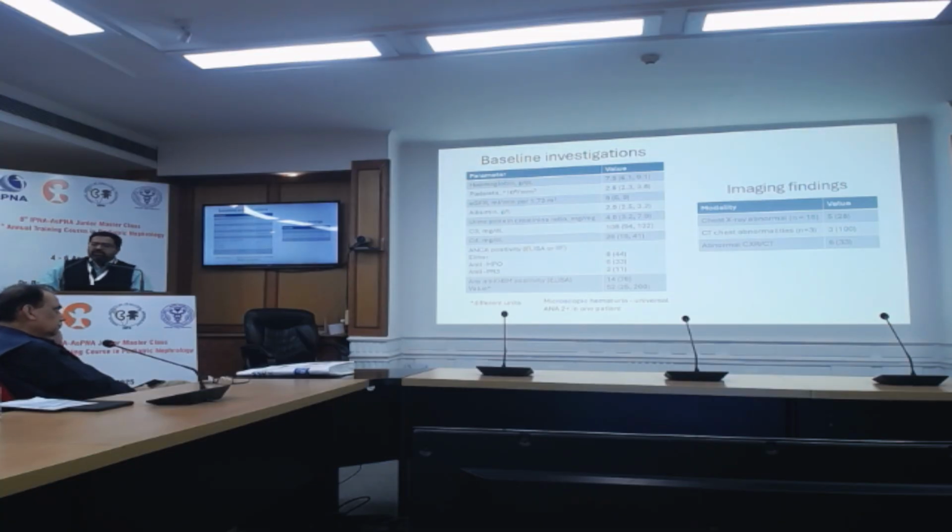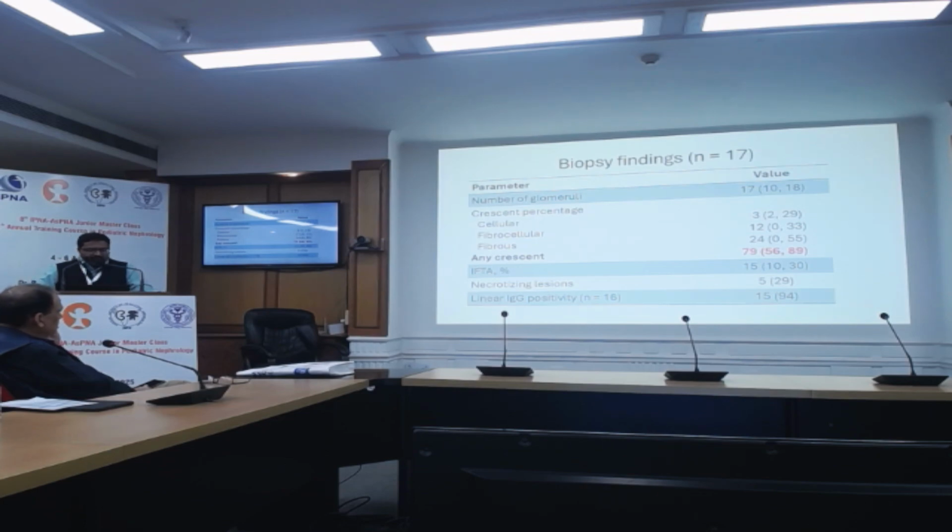Abnormal chest X-ray or CT findings were found in one third of patients. One patient had no clinical evidence of pulmonary hemorrhage, however had anemia and diffuse patches on the X-ray. However, the patient did not require any respiratory support and did well. Kidney biopsy was performed in all but 1 patient with an adequate number of glomeruli. Any sort of crescent was found in about 80% of all patients.